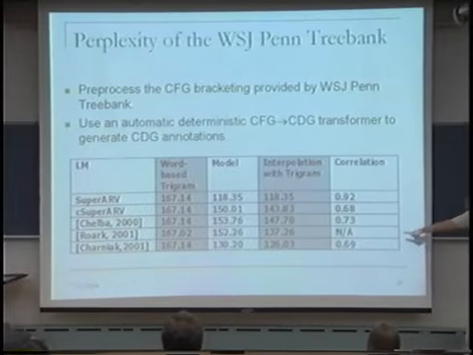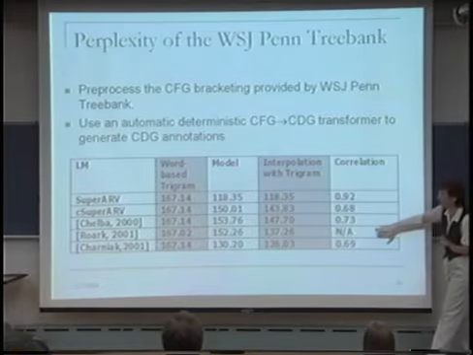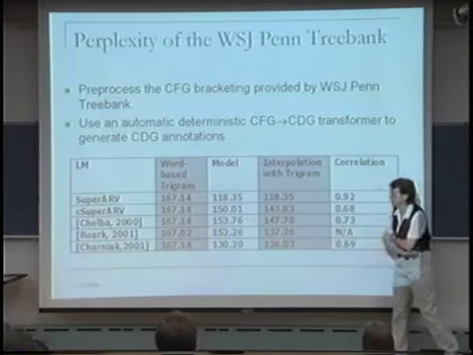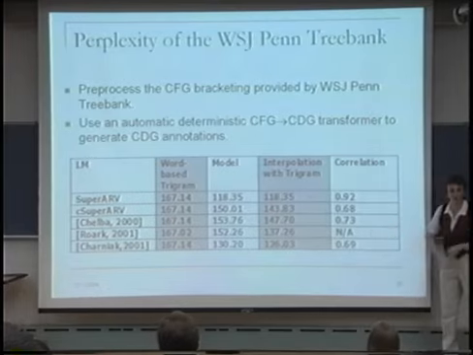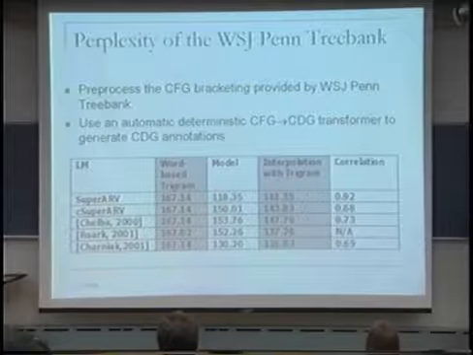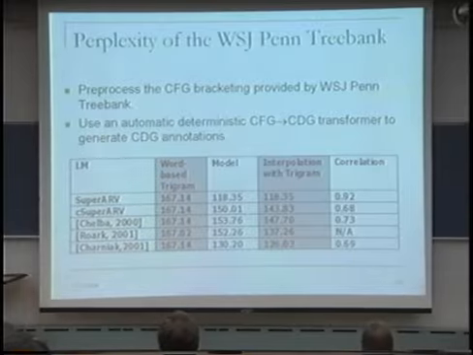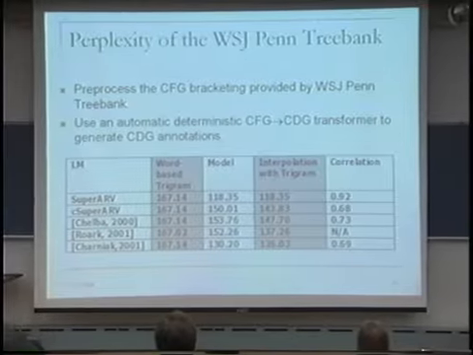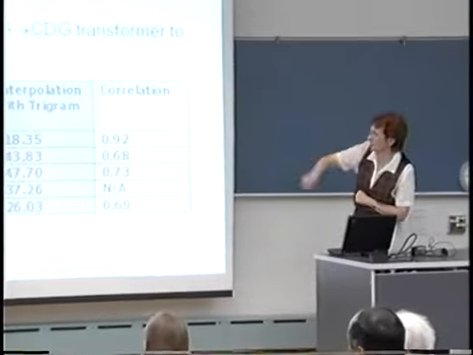Now, Charniak's model correlates 0.69, which is a lower correlation, and it's a full parser model. These are all full parser models. It actually does interpolate effectively with the trigram. They all essentially are using the same trigram. Brian's trigram is different, I don't know why, but you can see the perplexity of the word-based trigram right there.